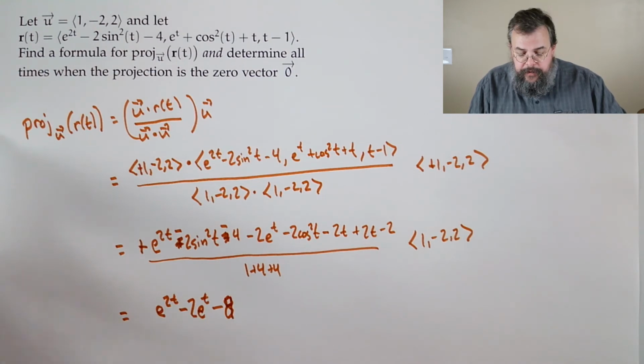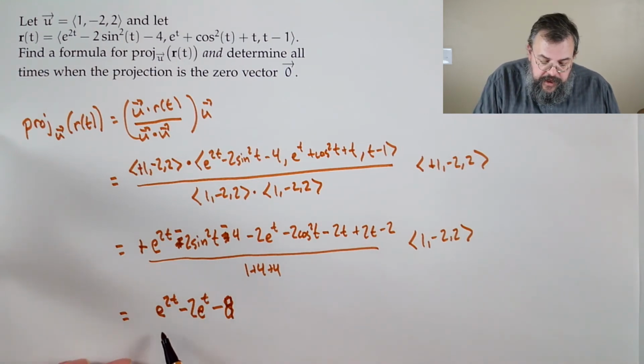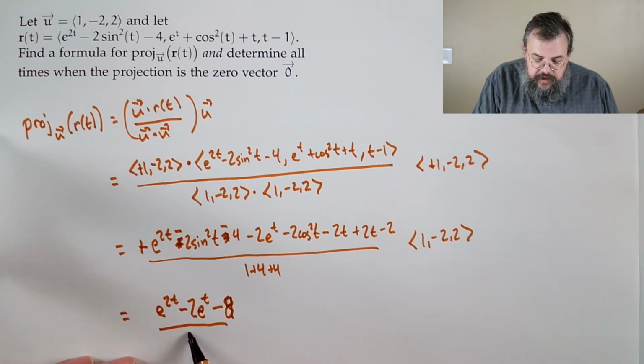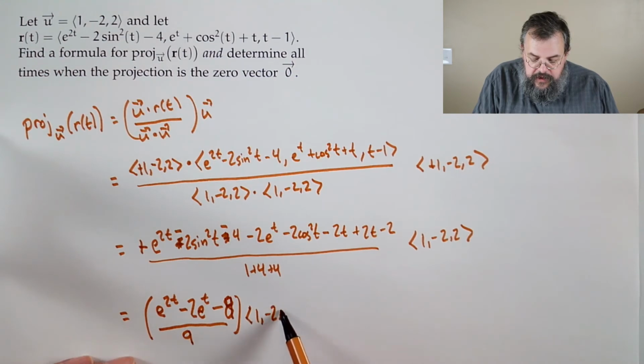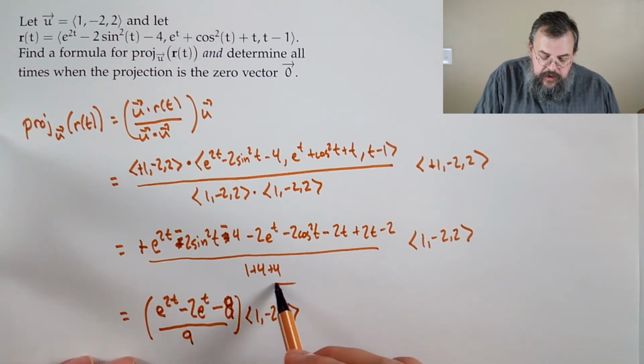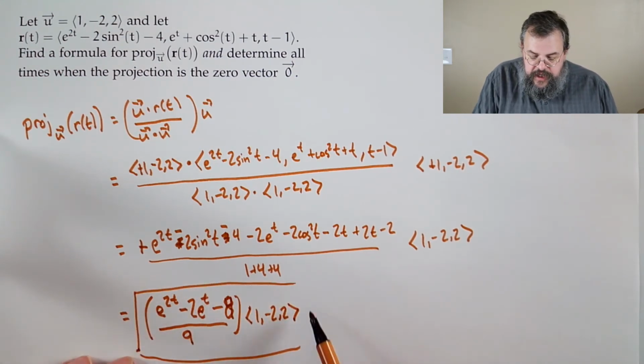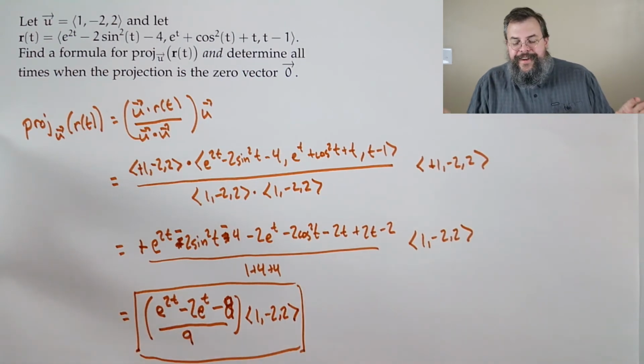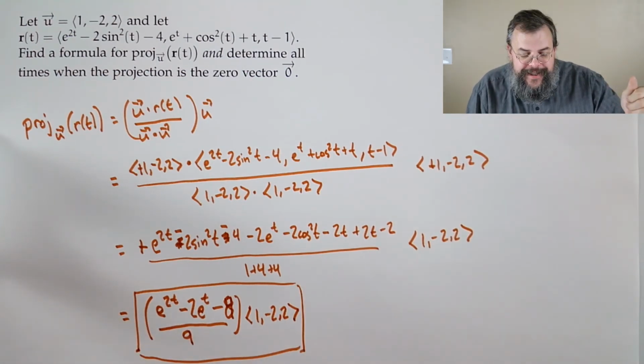Well, now what? That's the numerator. Downstairs is the denominator, 9. And of course, that's your coefficient, scaling 1, negative 2, 2. So this is the projection. Good, good. We're halfway done.